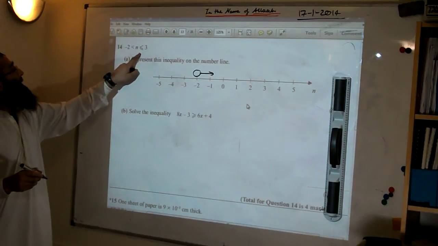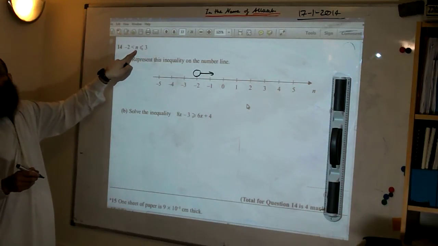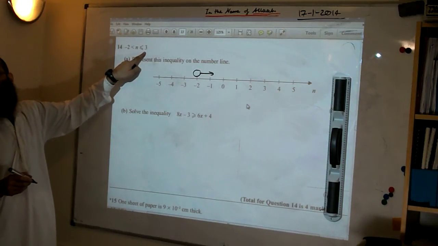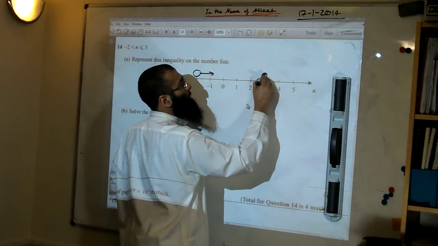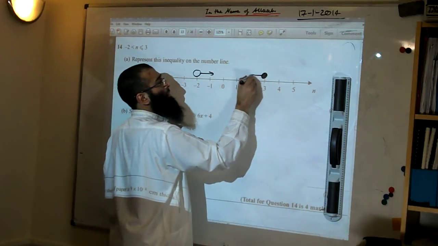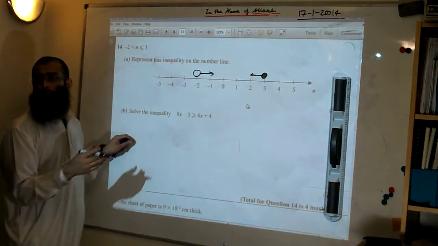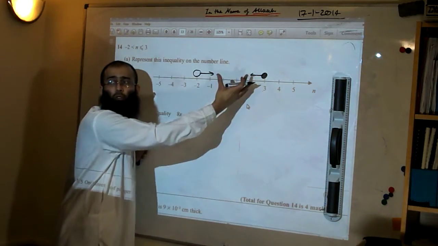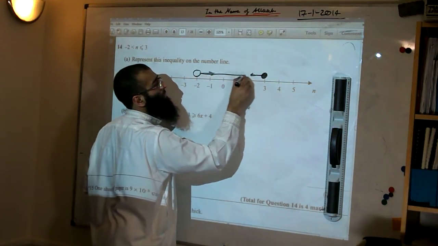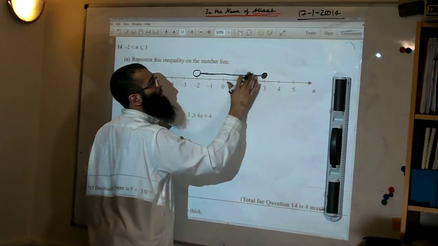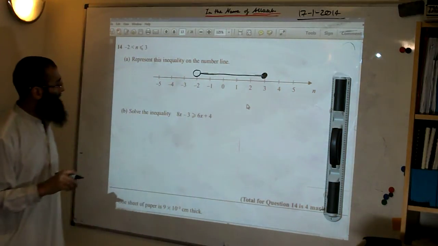Okay, so here n is greater than -2, but n must also be less than or equal to 3. Because it's equal to, it must be a solid black. So it's going to be a number more than -2, but less than 3. So what happens is these two parts will join together. And that's our solution. Done.